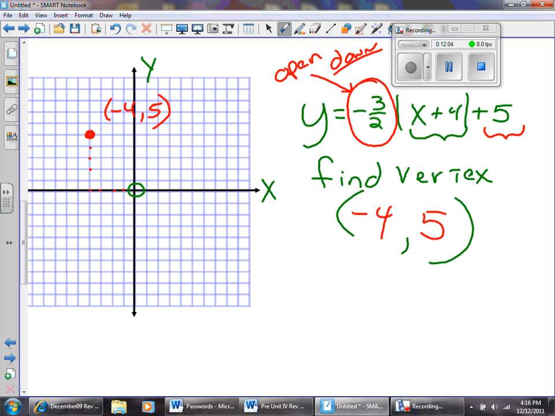Now, to get my next point, I'll just use that slope that's sitting there. I'll go down 1, 2, 3, and then right 1, 2. But because of symmetry, I also have to go back 2. And then from each of those points, I'll count down 1, 2, 3, 1, 2. But then because of symmetry, I go down 1, 2, 3, and back 2 the other way. And there I am ready to draw my graph.